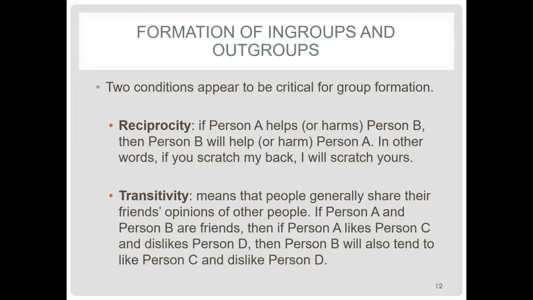So with reciprocity, this is the "if you scratch my back, I'll scratch yours." So if person A helps or harms person B, then person B will help or harm person A. That's pretty basic. Now, transitivity means that people generally share their friends' opinions of other people.